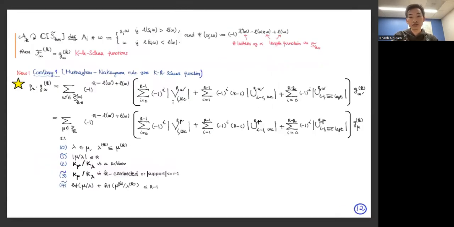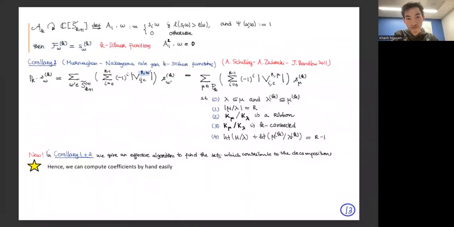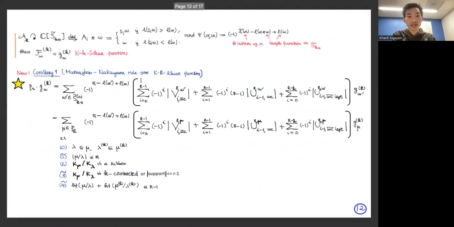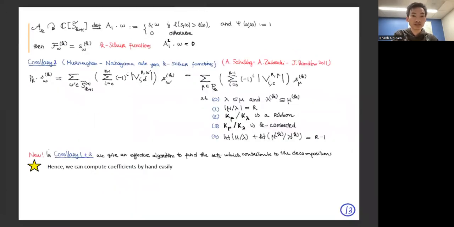And now you focus on the words of type V. You see that even for the words of type V, we can also simplify the formula. So you see here the condition for words of type V should be connected. In the formula for the k-k-Schur function here, the words require a condition. So it means that we require a stronger condition here, connected.